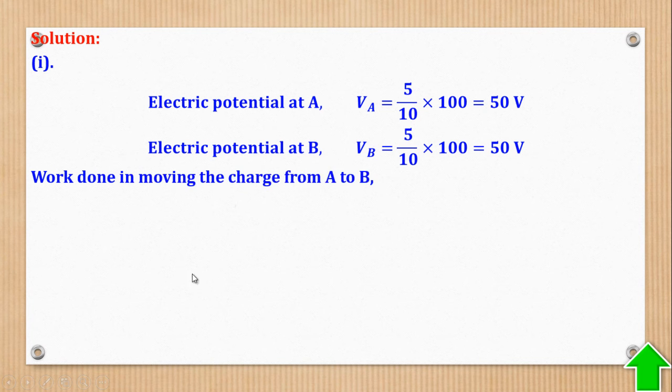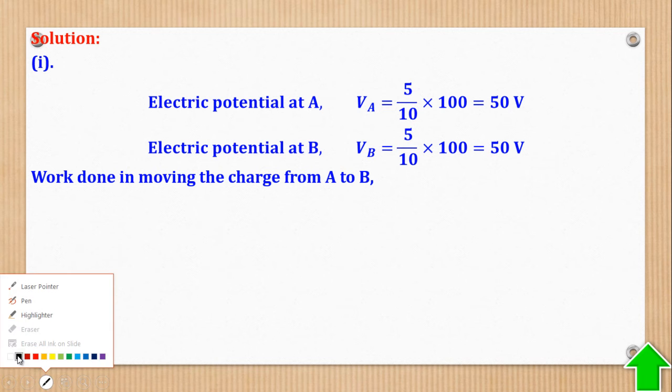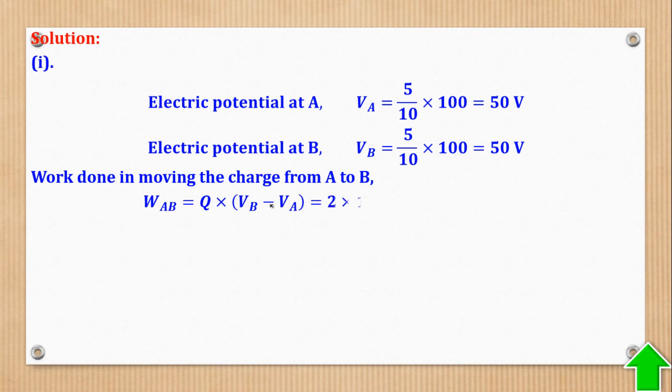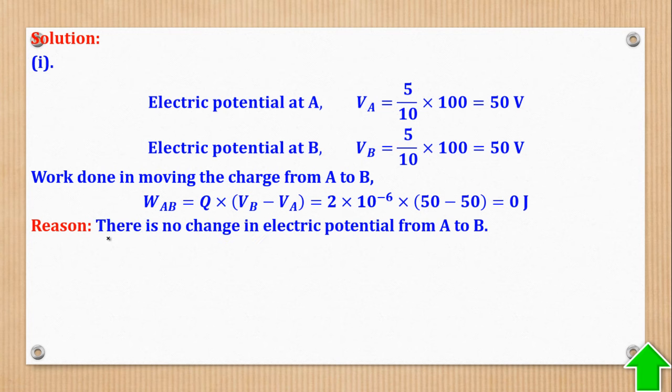Therefore work done will be charge times potential difference, which will be 0 joules. So in other words, there is no work done. Why is it so? So we shall give a reason that there is no change in electric potential from A to B. So it is 0 because the potential difference is 0. And that's what they wanted.